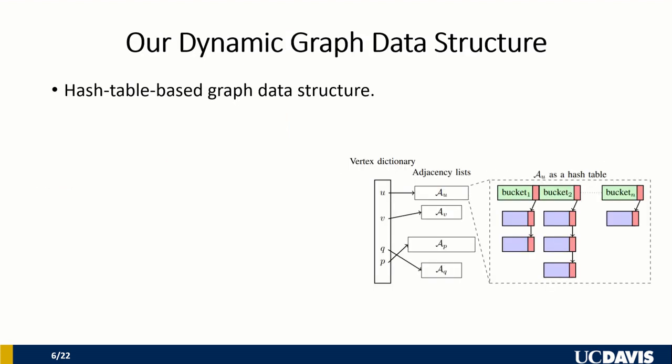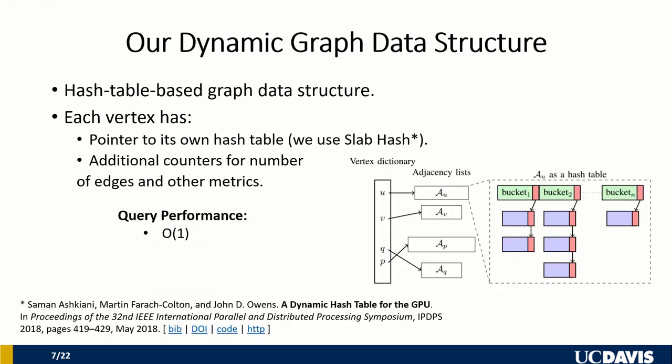So our data structure is hash table based, and for each vertex we store a pointer to its own hash table, and we use SlabHash, a GPU dynamic hash table that was designed in our group as well. We also store additional metrics such as the number of edges per vertex, and if we construct the hash table with the right load factor, our query performance will be constant time.